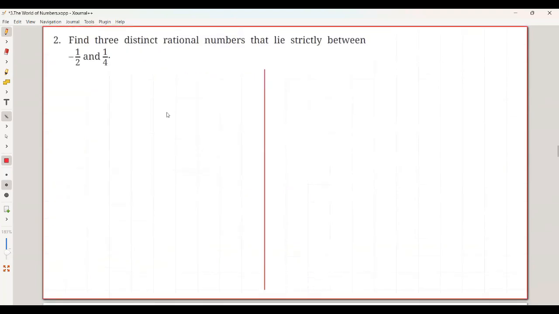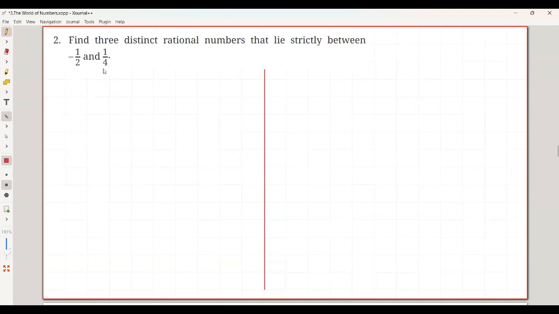Question number 2. Find 3 distinct rational numbers that lie strictly between minus 1 by 2 and 1 by 4. Strictly between means the number should be in between these two. If you can, this also we can go with the average method, right? Or we can go with making the denominator the same. Okay, with the average method you may get confused. We can go with the LCM method.